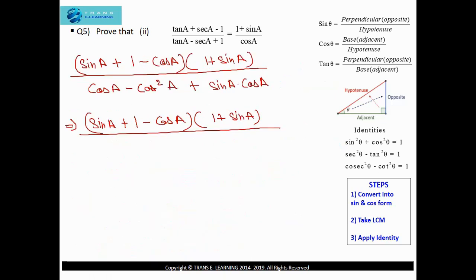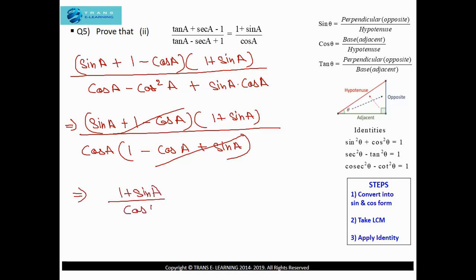So now on taking cos A as common, I am left with 1 minus cos A plus sine A. If you see clearly here, the numerator has sine A plus 1 minus cos A. Even the denominator has sine A plus cos A plus 1. So we can cancel out these two and we are left with 1 plus sine A upon cos A, which is equal to the right hand side. So the left hand side is equal to the right hand side, hence proved.